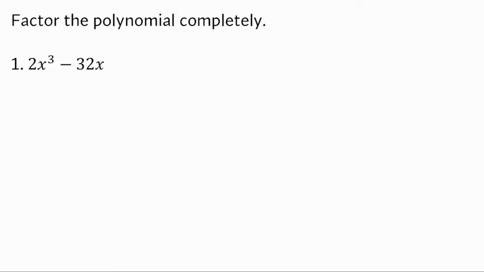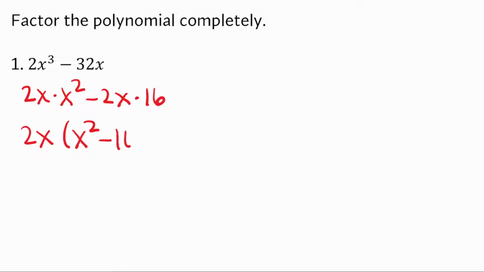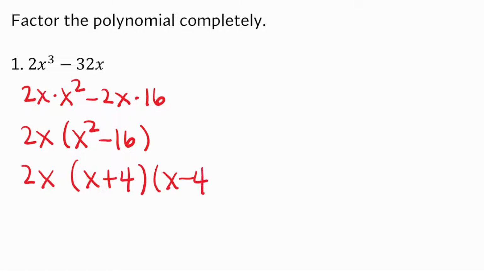So I'm looking at these things, I'm saying, is there anything common to both of them? I'm seeing 2x to the 3 and 32x. I feel like maybe 2x is common to both of them, and I probably won't do this every time, but I'll write this as 2x times x squared, the first term, and negative 32x as maybe negative 2x times 16. And then I can factor out the 2x, and I'd be left with x squared minus 16. And then I see that x squared minus 16 is a difference of two squares, and I know I can factor that with x plus 4 times x minus 4.